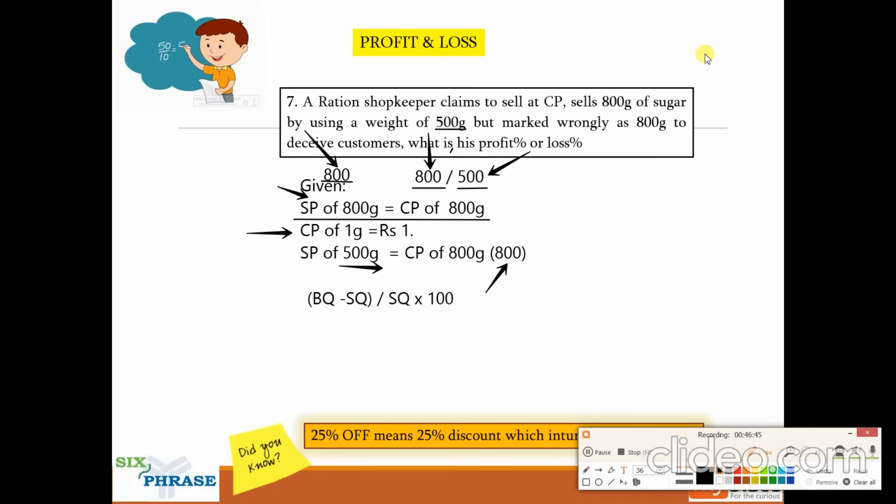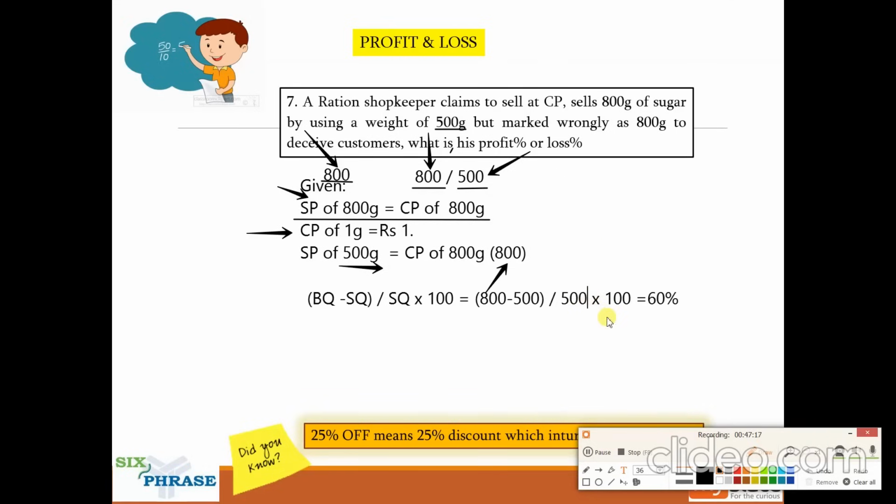So what is the buying quantity here, guys? It is CP 800. So (800 minus 500) divided by 500 into 100. This will give me 3 by 5th of 100, which is 60 percentage. So his profit percentage is, guys, 60 percentage. So he is making a profit of 60 percentage.